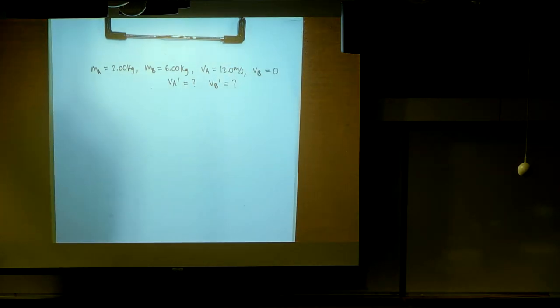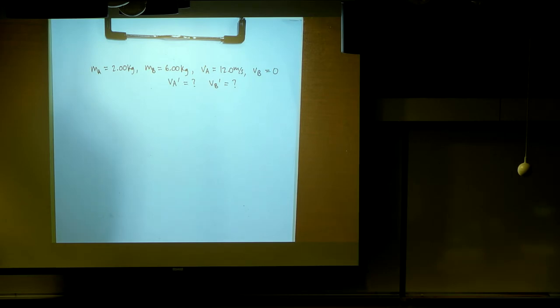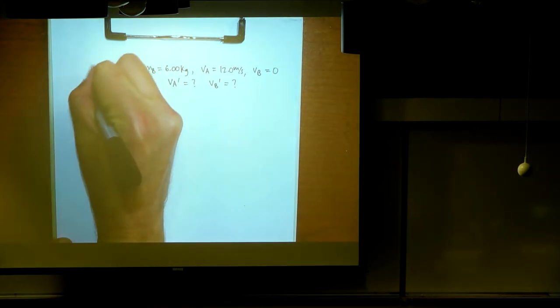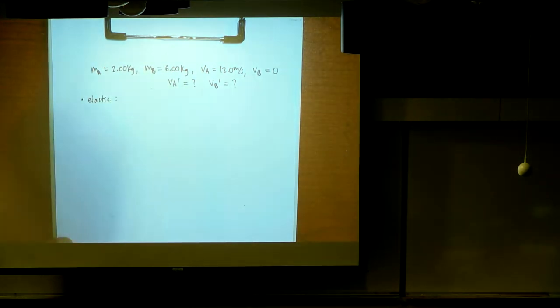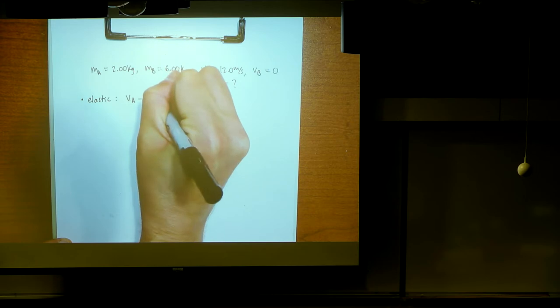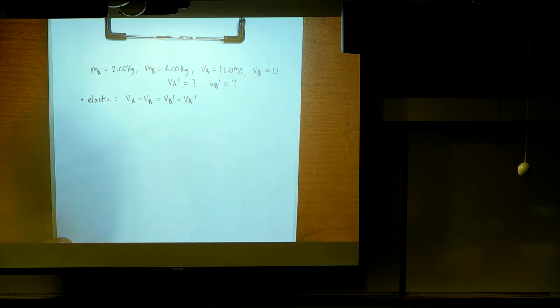That means we need two separate equations, okay? So what are the equations going to be? One of them is just going to be conservation of momentum. We've seen that a lot of times before. The other equation is going to be the result that we just derived. If we put those two together, we can get two equations for the two unknown quantities. Okay, so actually I'm going to start with the result we just derived. Because this collision is elastic, I know that VA minus VB equals VB prime minus VA prime. That's the exact result we just derived.